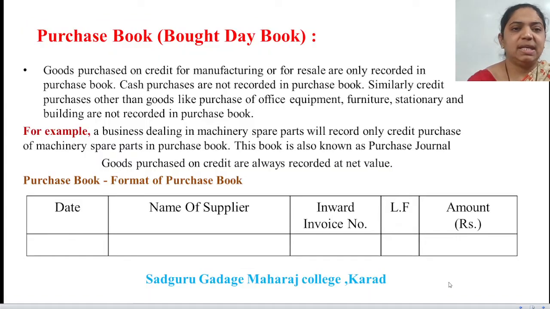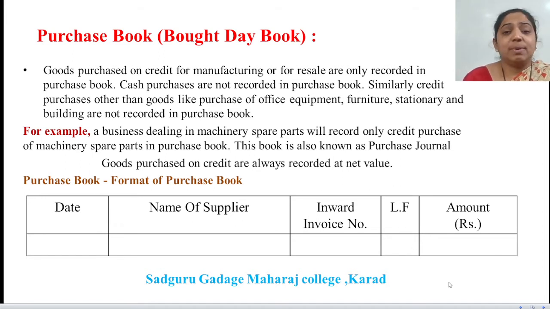Today we are going to see about purchase book, sales book, purchase return, sales return, etc. So let's start with the first point, purchase book, which is also said as day book. Goods purchased on credit for manufacturing or for resale are only recorded in purchase book. So cash purchases are not recorded in purchase book.